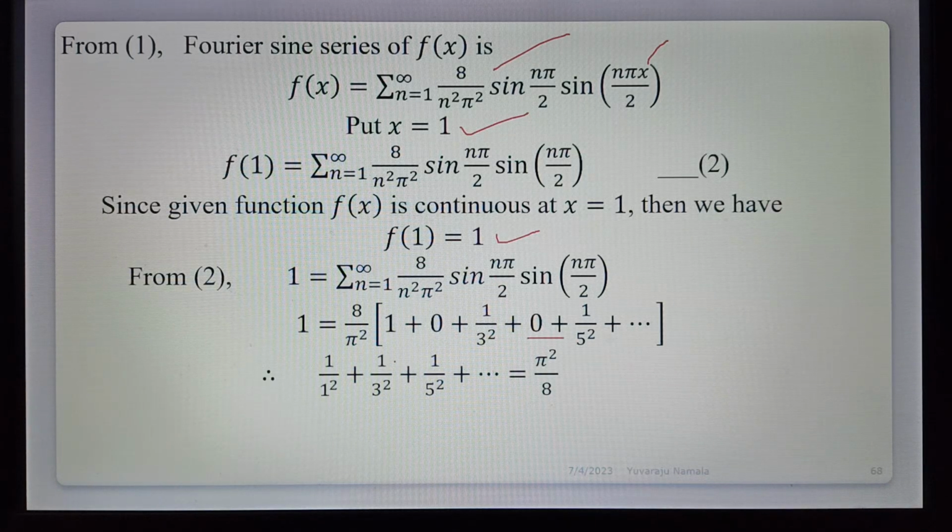So we can write 1 by 1 square plus 1 by 3 square plus 1 by 5 square plus up to so on is equal to pi square by 8. This is the required result.